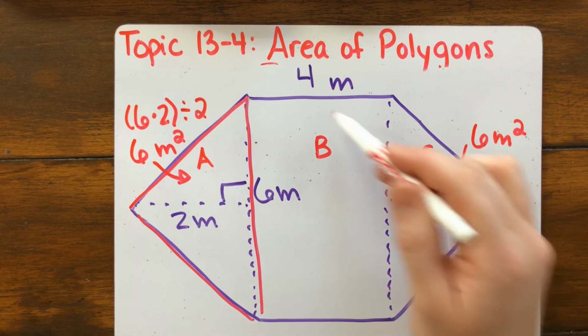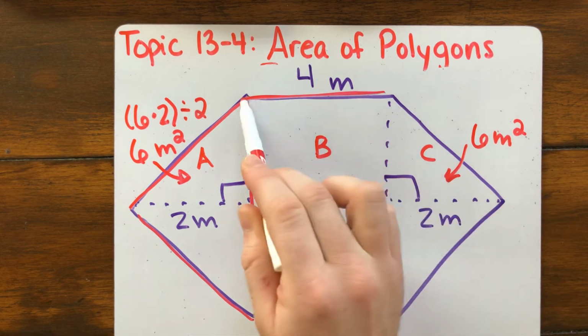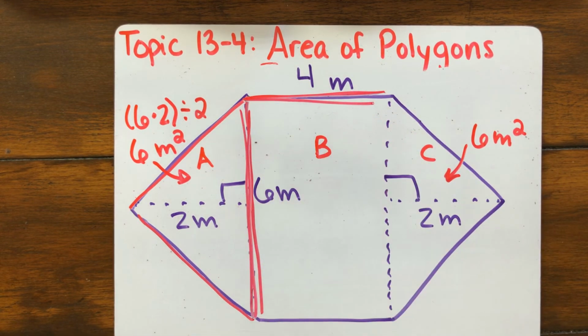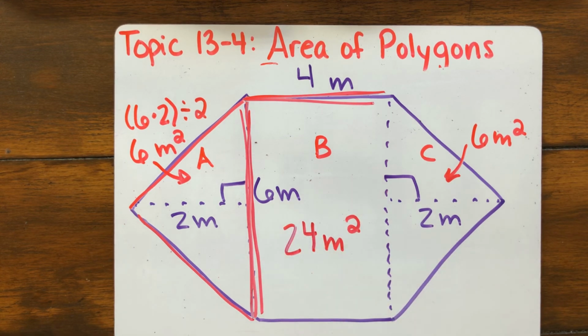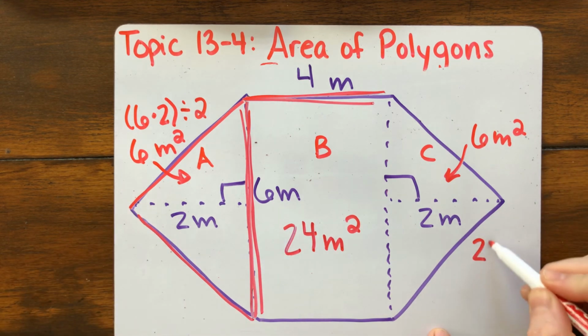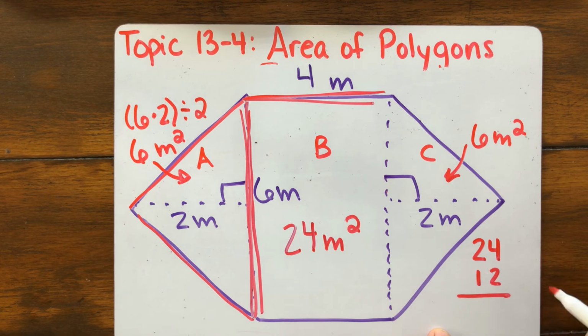All right, so now we're just left with the rectangle, 4 times 6, which is 24 meters squared. And now all we're doing is doing 6 plus 24 plus 6. So 6 plus 6 is 12. 24 plus 12, we get 36 meters squared as our total area.